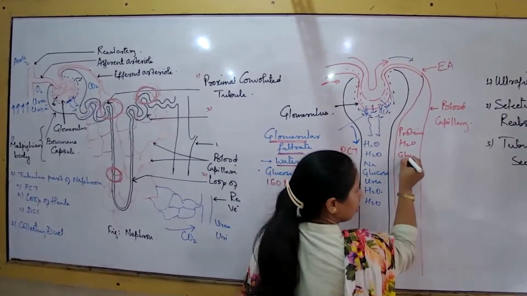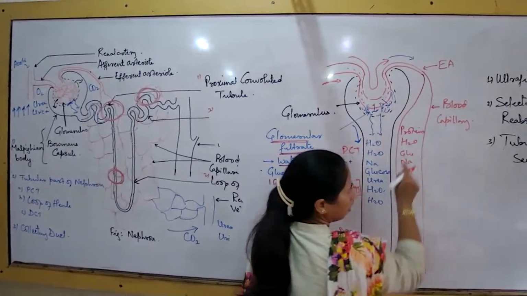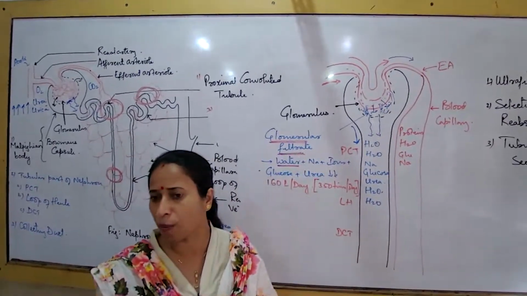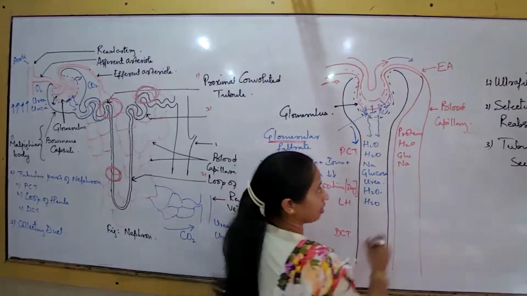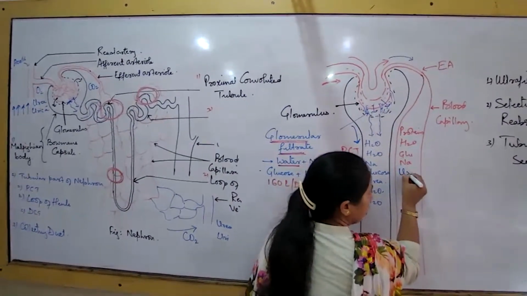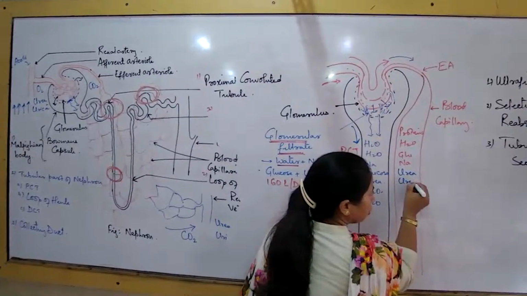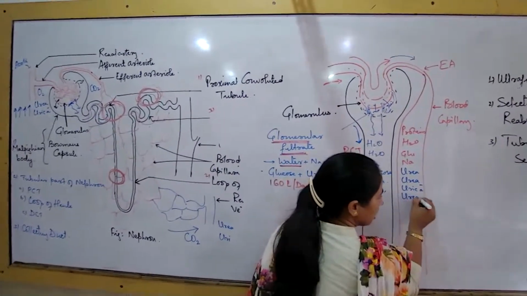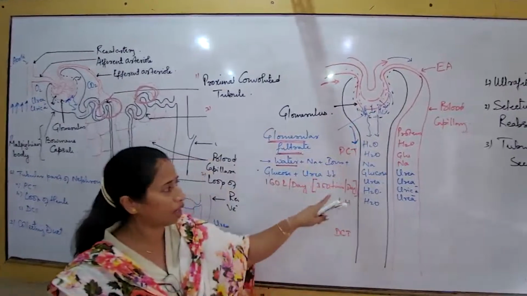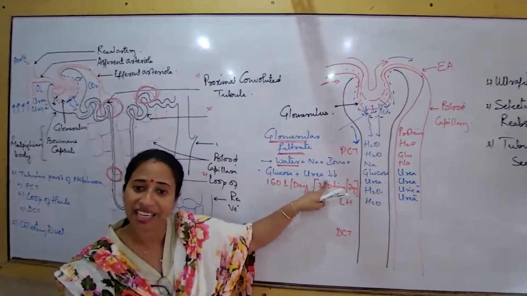When I write in red, it means the composition is very less. But what is more here in the blood? What is more here? A whole lot of urea and uric acid is still there. A whole lot of urea, uric acid is still there. क्यों? क्योंकि glomerular filtrate में तो traces ही निकल के आया है.